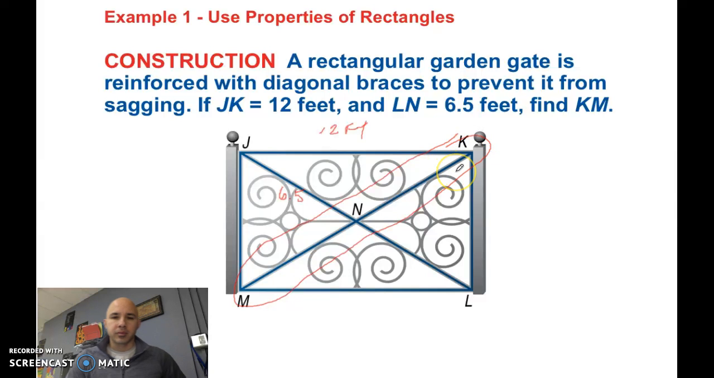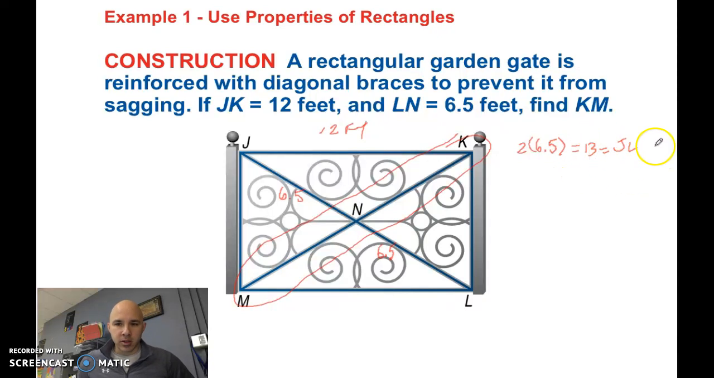All right, so my approach to this is that I know some properties of a rectangle. In a rectangle, the diagonals have to be congruent to each other. So if this is 6.5, I know this has to be 6.5. When I add 6.5 and 6.5, let's multiply 6.5 by 2. So you get 13 for distance JL.